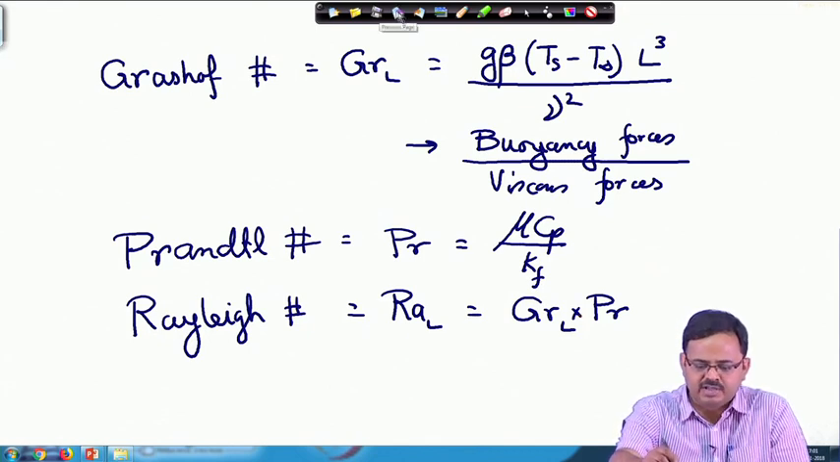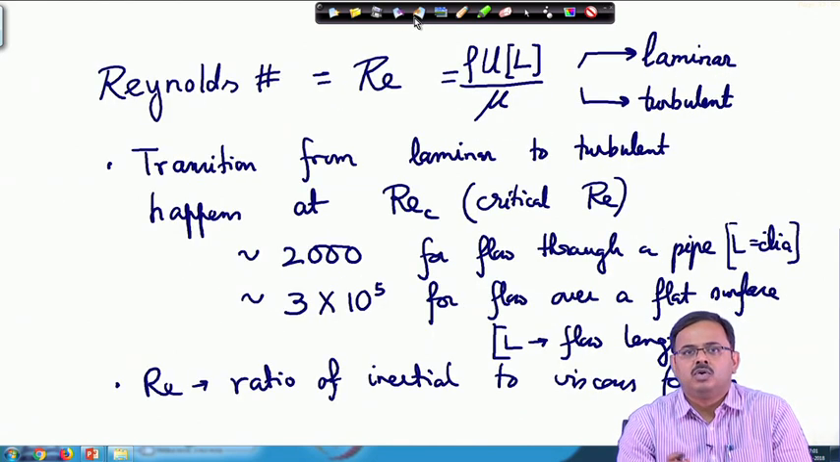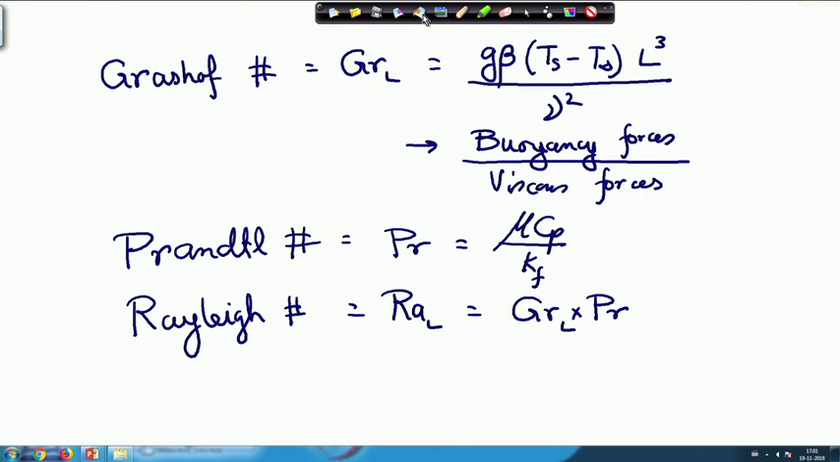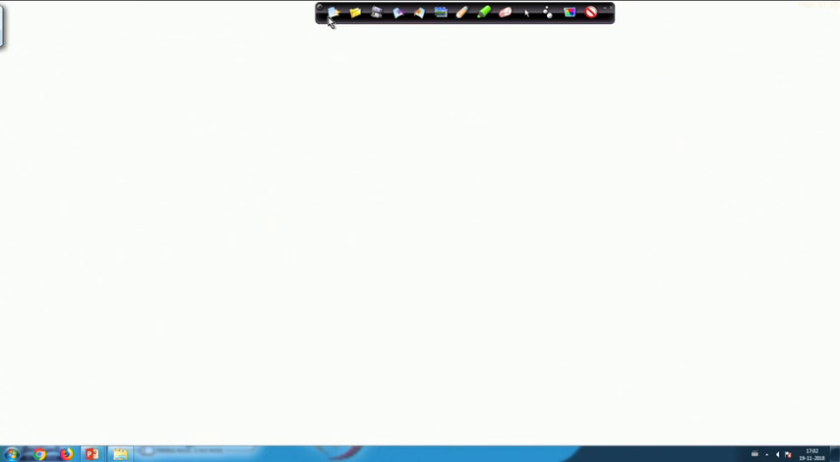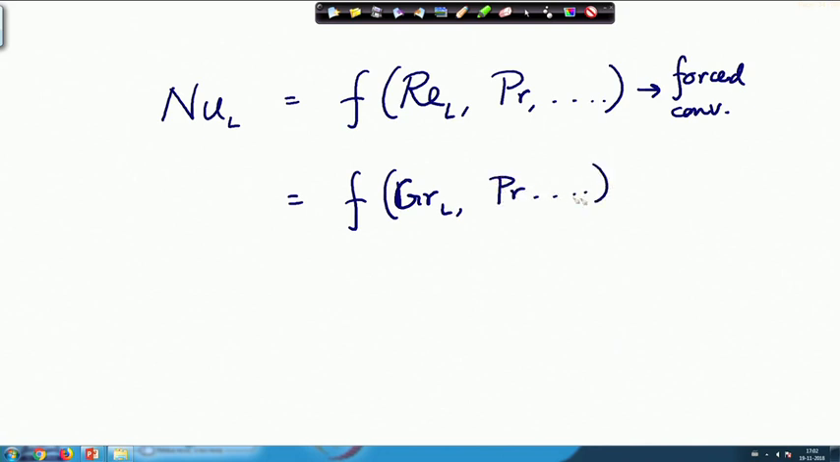So, let us quickly recap what we said, that these three: Nusselt number, one non-dimensional term, hL by k; Reynolds number, rho u L over mu; and Grashof, Prandtl and Rayleigh number. And then typically what we see is Nusselt is going to be a function of Reynolds, Prandtl, and maybe something else for forced convection, and it is going to be a function of Grashof or Rayleigh, Prandtl, and something else for natural convection.